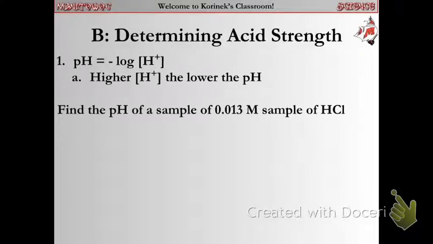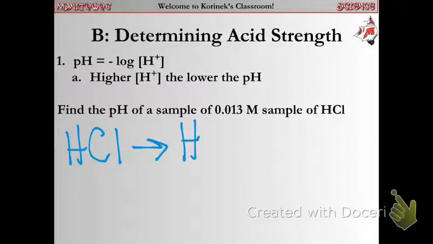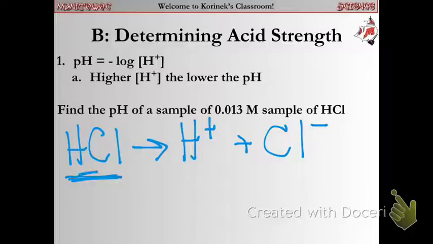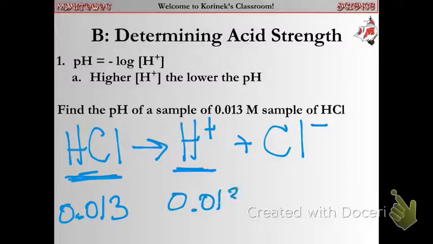We're going to find the pH of a sample of 0.013 molar HCl. So HCl, when it does its thing, breaks down into H+ and Cl-, and you can see that for every one of these, I get one of those. And so if I've got 0.013 of this, I also have 0.013 of that as well.